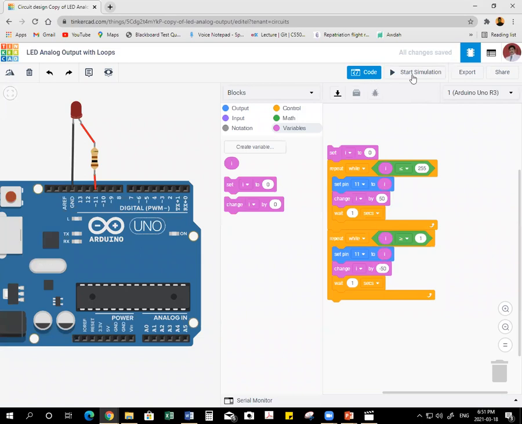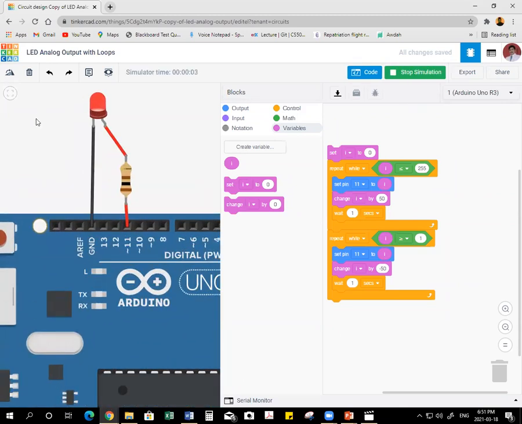Now see, start the code. See the brightness increasing, again decreasing, step by step it is decreasing, off, again increasing. So this is a small loop we can have.